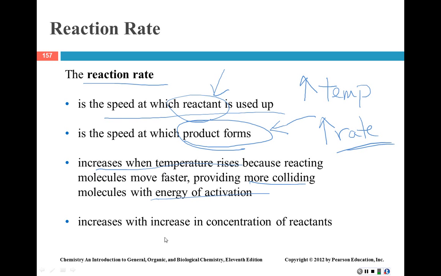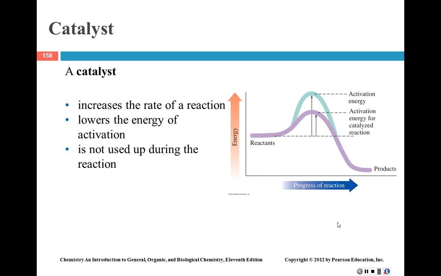Also, the thing that can increase the rate of reaction is if you increase the concentration of the reactants. If I have some glucose and I add more glucose, that can also increase the rate of reaction. The third thing that can increase the rate of reaction is adding something called a catalyst. Okay, a catalyst is something like an enzyme in the human body, but it can be other things. And so it increases the rate of reaction by lowering the energy of activation, and it is not used up.